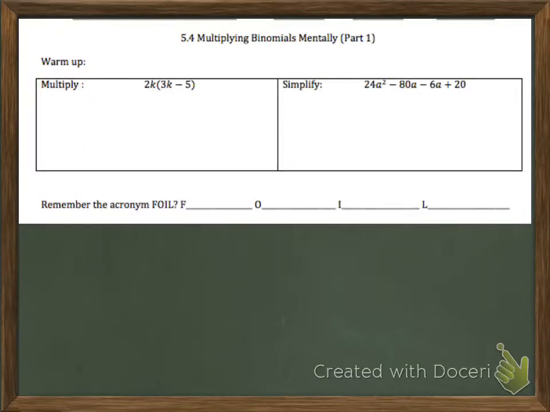Hey algebra students, we're going to take a look at FOILing. We want to multiply each piece by each piece here, so 2k times 3k. You should know that that is 6k squared. We've got two factors of k there. And 2 times the negative 5 is going to give us that minus 10k.